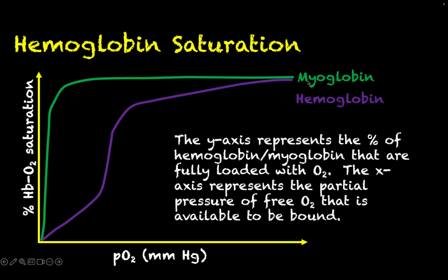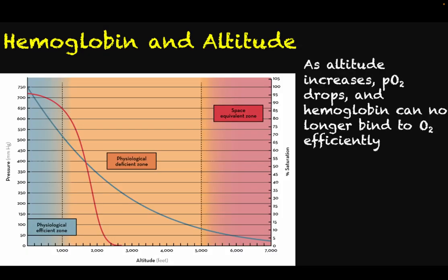So what you can see with myoglobin as it compares to hemoglobin is that you can actually allow the availability of oxygen to get very low before myoglobin really stops binding to oxygen. But hemoglobin actually has a very unique relationship with oxygen in that it has this S or sigmoidal shaped curve that indicates it is much more sensitive to the partial pressure of oxygen than myoglobin is. And that's actually going to be very important to how altitude affects this.